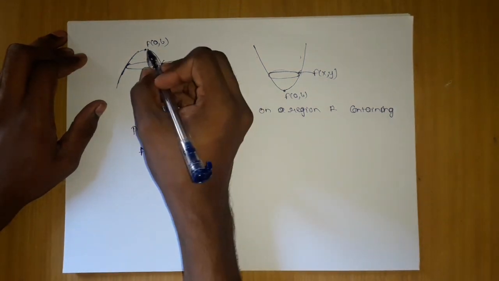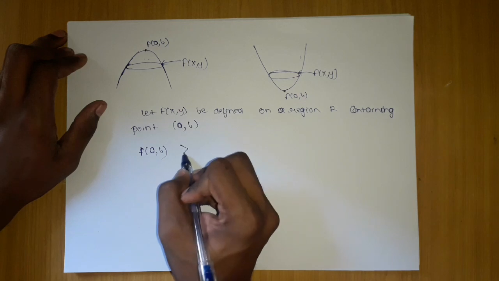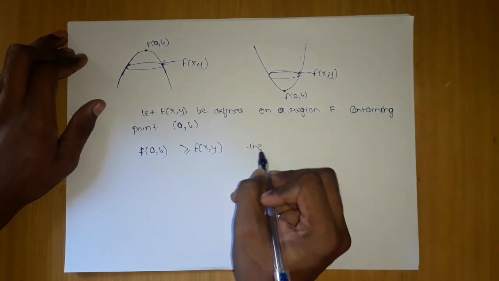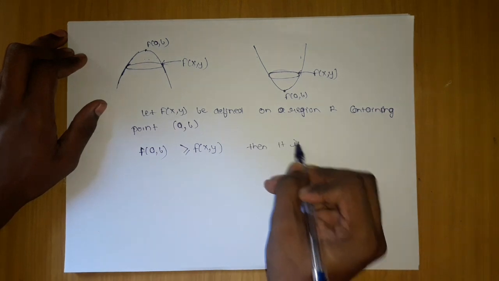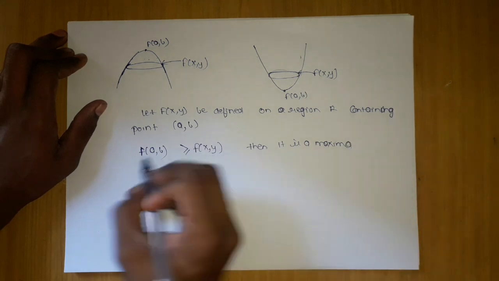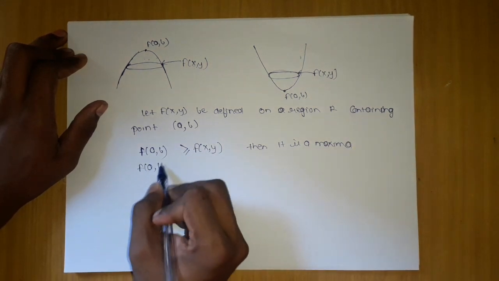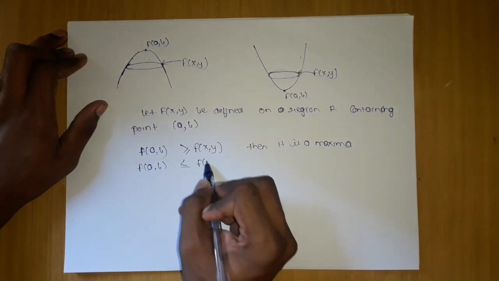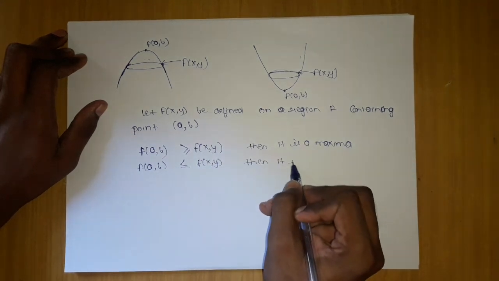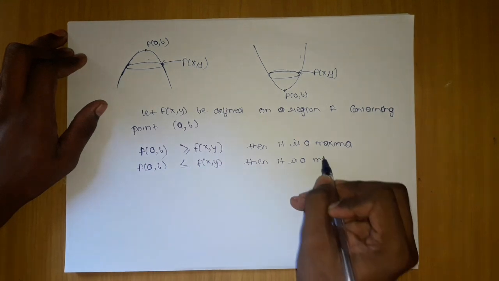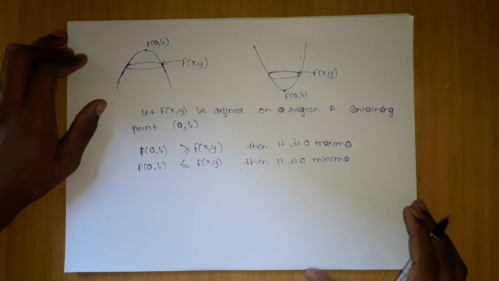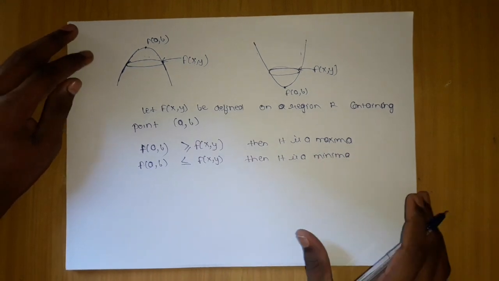So f(a, b), which in this case will be greater than all the values of f(x, y), is then what we will say, a maxima. And if f(a, b) is less than f(x, y), then it is a minima. But after this, when you do questions, you will find that these things are not that much important.